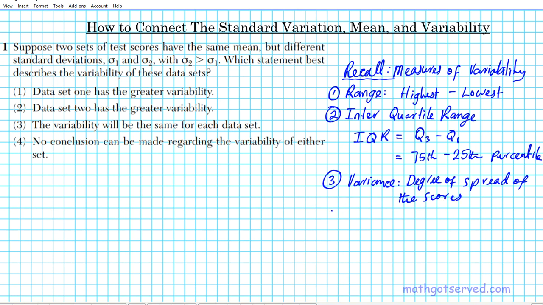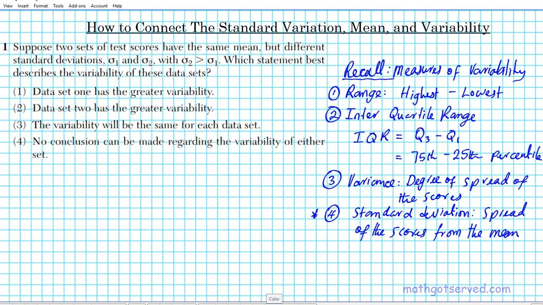And then lastly, we have the standard deviation. The standard deviation is similar to the variance, but the standard deviation refers to the spread of the scores from the mean. So that's another measure of variability. This basically helps us to answer the question that we're going to be working on.